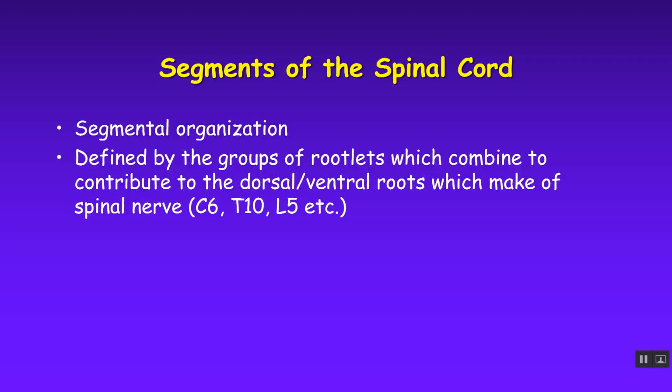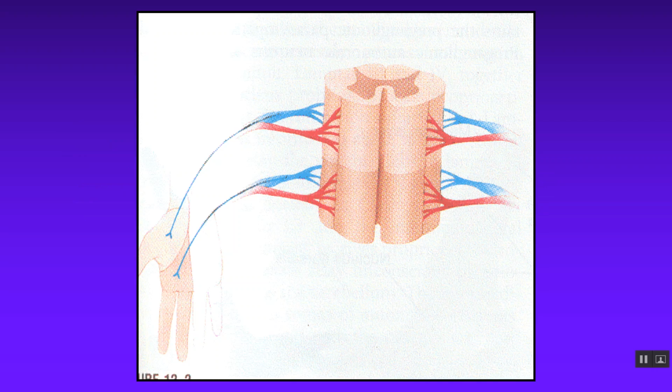We have segments in the spinal cord, so each segment is associated with a spinal nerve level. So when you say a C6 segment, a C7 segment, it's not this little tiny sliver, it's an actual region in the spinal cord that takes up some space, okay? These are defined by the group of rootlets which combine to contribute to those dorsal and ventral roots which make up the spinal nerve, okay? So this is the segment here. And it's defined by the extent of the rootlets before the next group of rootlets begins, that is your spinal segment, okay?